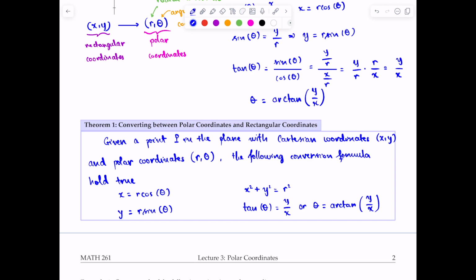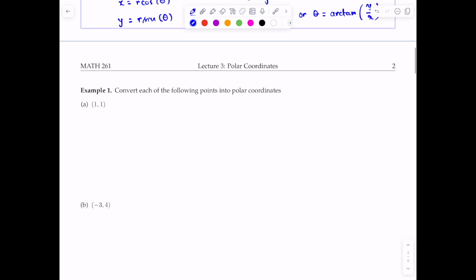All right, so let me show you example 1. In example 1, we want to convert the point 1, 1 into the polar coordinate system. So this point given to you is in the rectangular coordinate system x, y, and you want to convert this into r, theta. Again, r is the radial coordinate and theta is the angular coordinate.